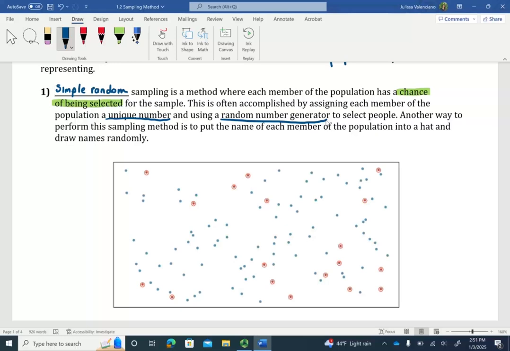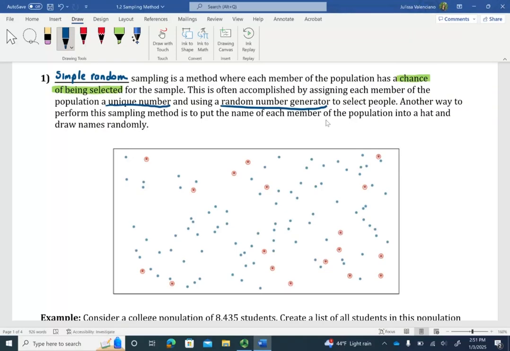Another way to perform this sampling method is to put the names of each member of the population into a hat, and then you can randomly pull names out of the hat to determine who's going to be part of the sample. Okay. The visual below should help you visualize a simple random sample. Notice within this rectangle, we have dots. The dots represent everyone in the population, individuals in the population. Okay. The ones that have been circled are the individuals that were randomly selected from the population.